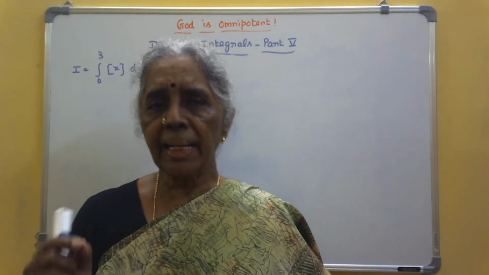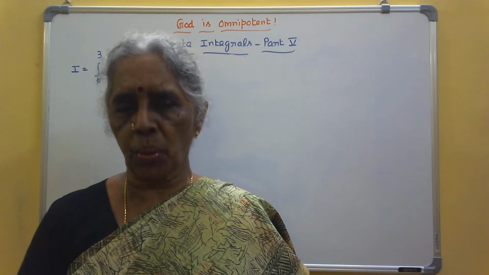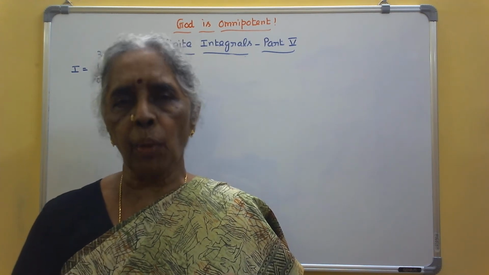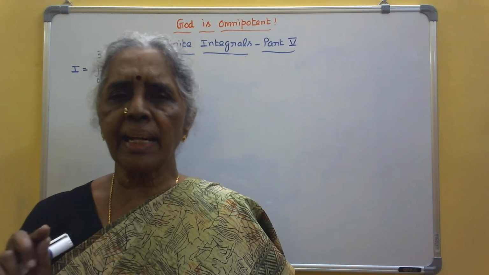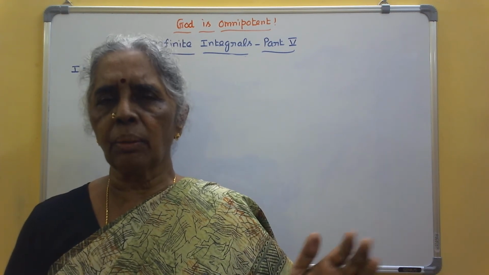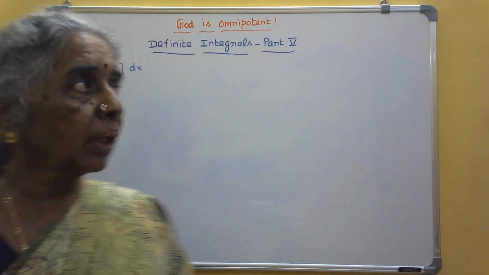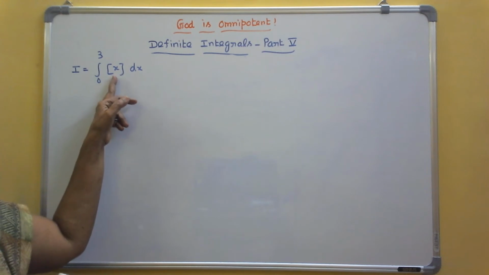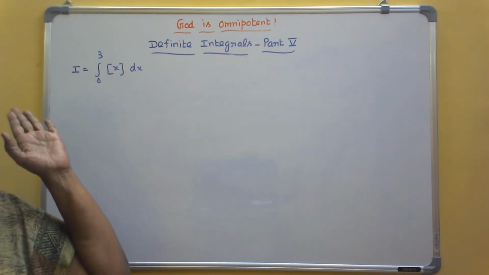For the greatest integer function also, if that is the integrand, we will be using this property only. I will just take one simple sum and explain. Let us not go deep into it. Only one sum I will teach you: I is equal to integral 0 to 3 of greatest integer x dx.